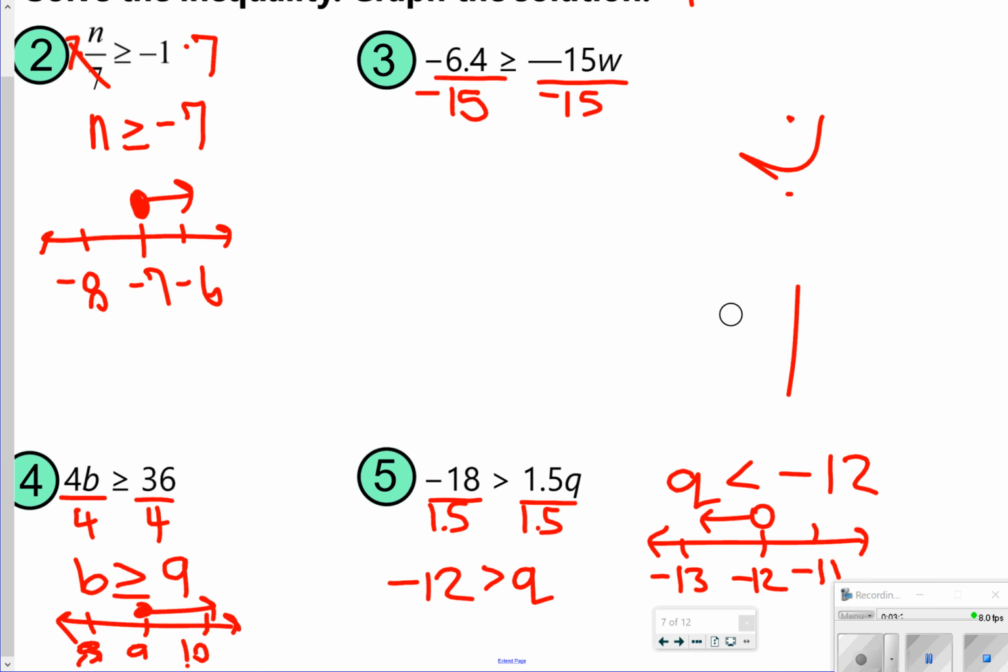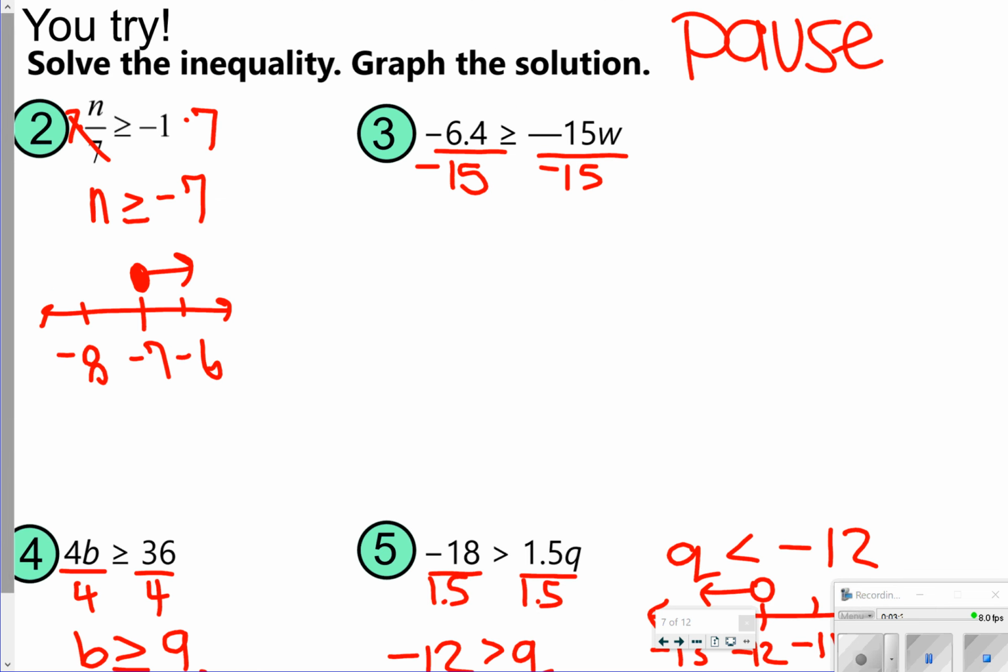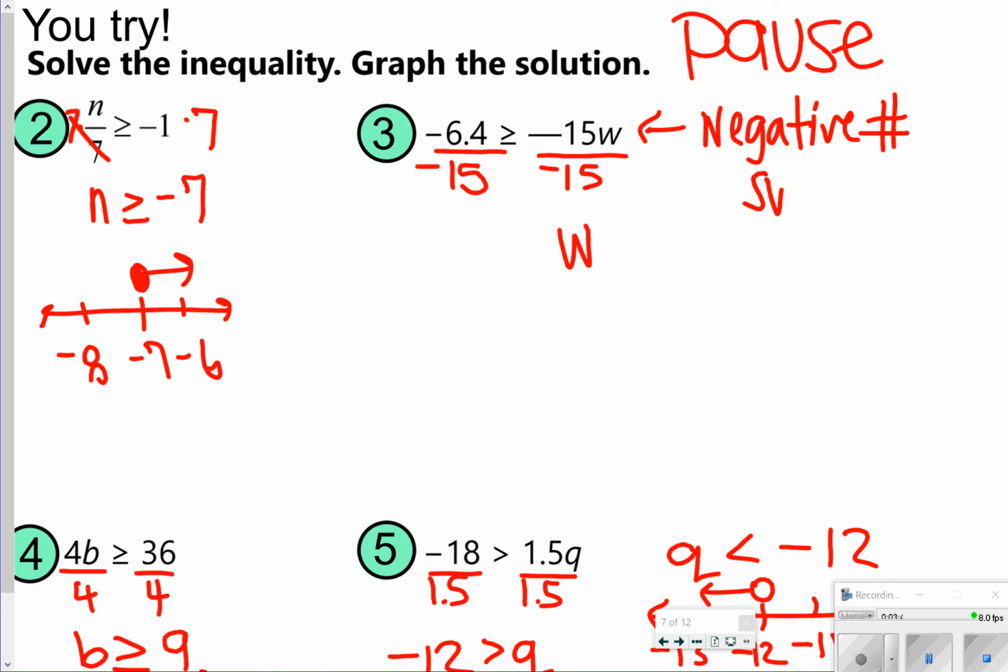Okay, let's go back to number 3 really quickly. So this one is a little bit different because you're dividing by a negative number. And we're going to write this down on the next page, but anytime you divide or multiply by a negative number, you're going to have to switch the inequality symbol.